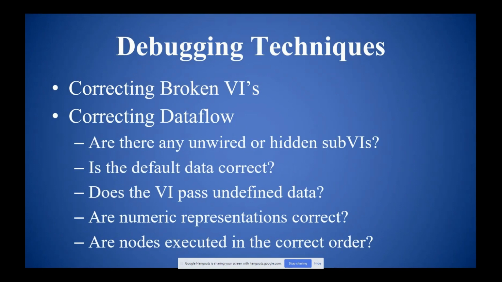So when you're trying to figure out what's wrong, other things to think about are unwired or hidden sub-VIs. There are VIs available that have some defaults that you don't have to wire, but if you forget to wire them up, they may not behave the way you want. That applies to both of these top two items. Does the VI pass undefined data? Again, referencing default type stuff. If I'm calling a sub VI and I haven't given it actual data, then it may not do what I want it to do.